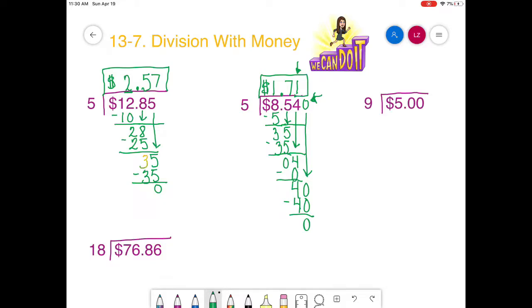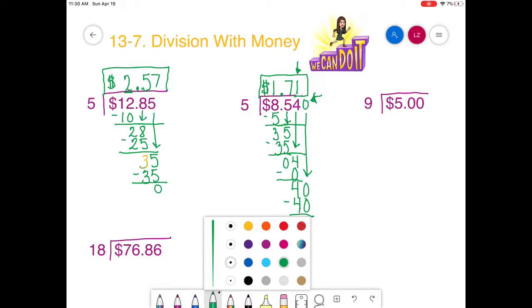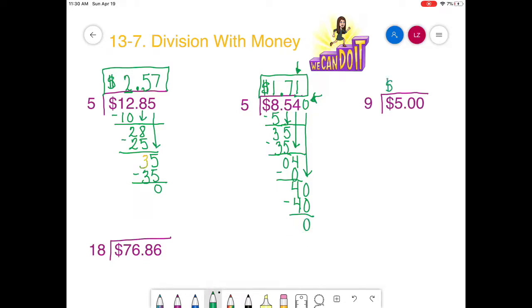$5 divided by 9. First thing we're going to do is, of course, bring up our dollar sign, put our decimal point up, and get started. 9 goes into 5, 0 times. We have to put this 0 in here because we need something in the dollar place, even if it's a 0. 9 goes into 50. How many times? 5 times. 5 times 9 is 45. Subtract, we get 5. 5 is less than 9, so we did it right.